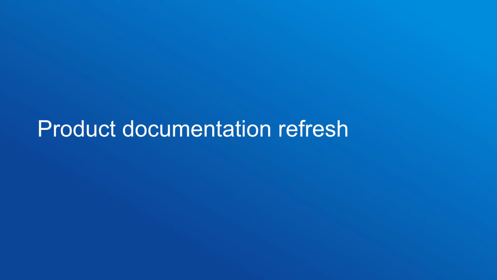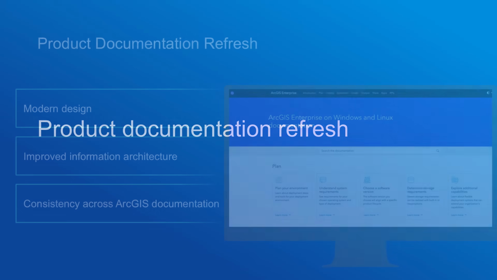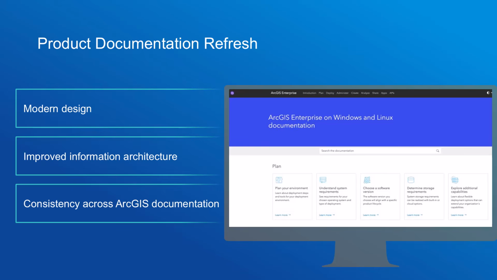Moving on to the updates to our product documentation. We've given the ArcGIS Enterprise product documentation a complete refresh. This site now features a modern design with improved information architecture, making it much easier to find the information that you need. These improvements also bring greater consistency with other ArcGIS documentation pages. Whether you're an administrator looking up a configuration setting or a developer exploring the REST API, the new layout should make your experience significantly smoother.